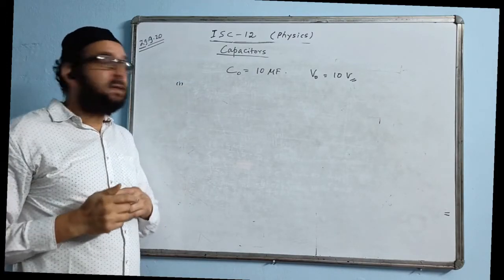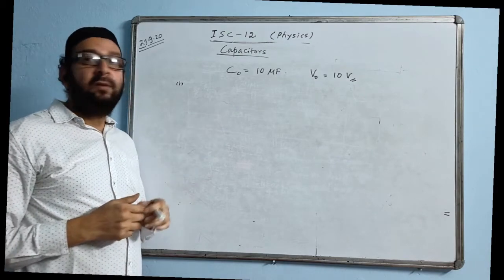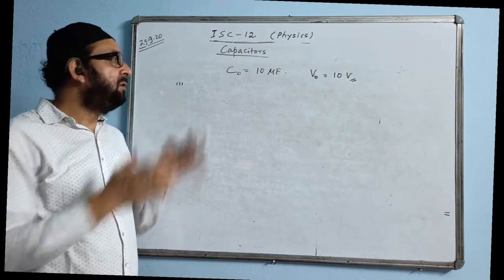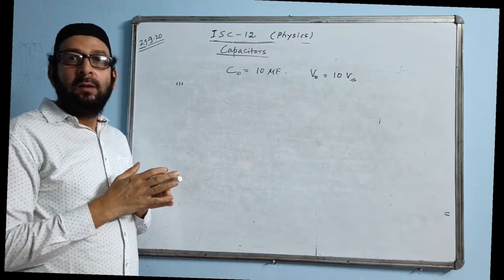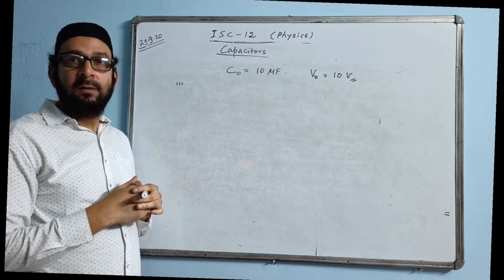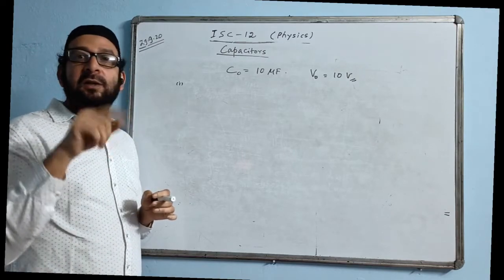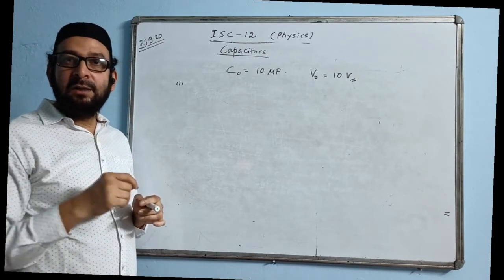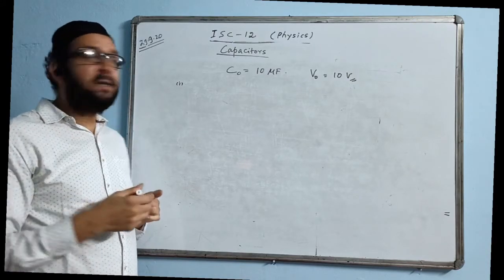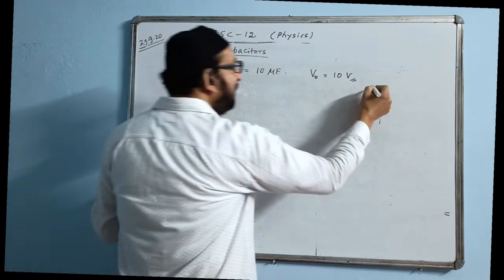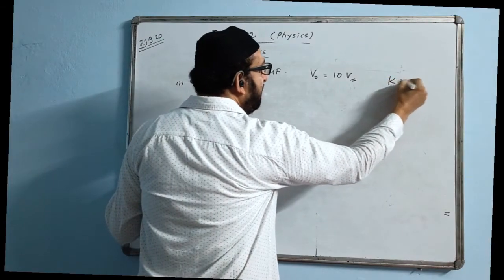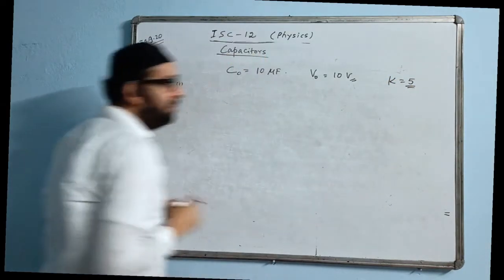And the second part of the question says, if a dielectric medium is introduced between the plates, find the change in the energy stored. The value of K for the second part is given as 5. That is the question.